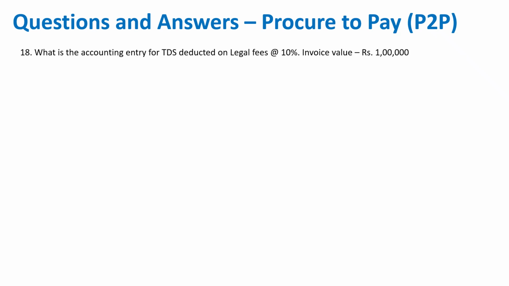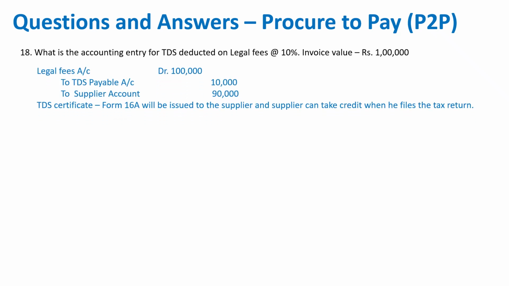Question number 18. What is the accounting entry for TDS deducted on legal fees at the rate of 10% and invoice value is 1 lakh? So this is the entry we are going to post. Legal fees account debited 1 lakh. To TDS payable, this is the amount which you are going to deduct and remit to the government, that is 10%. So 10,000 is credited. To supplier account 90,000. Then you are going to issue the TDS certificate. Form 16A will be issued to the supplier and supplier can take credit when he files the tax return.